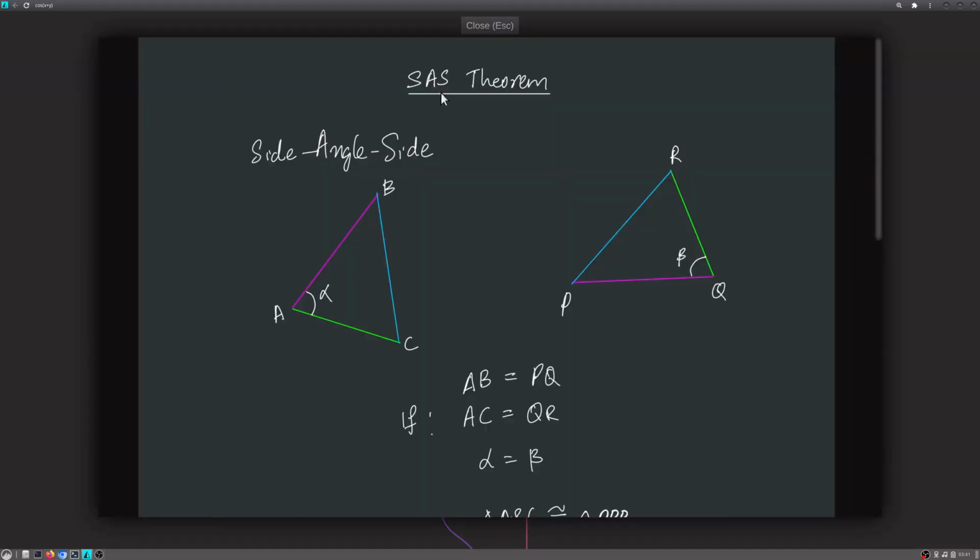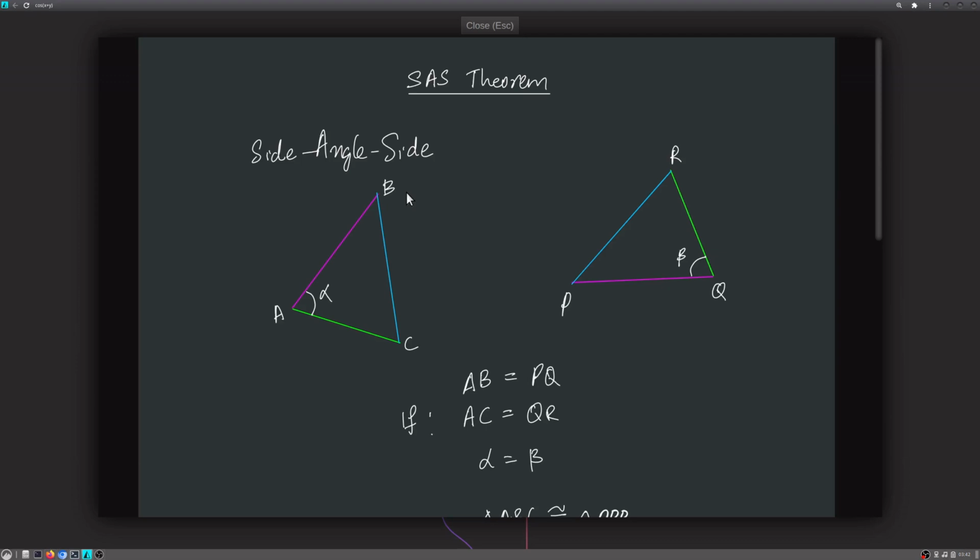Next we have the SAS theorem. This is the side angle side theorem. So imagine that we have two triangles, and we want to know if the two triangles are congruent. What do we mean by congruent? Let's say I take one of those triangles and try to place it on the top of the other. And if, after some rotation and flipping, I can get those to be exactly matching, that means all the three sides are matching between the two triangles and all the three angles are matching. In that case, we can say that those two triangles are congruent.